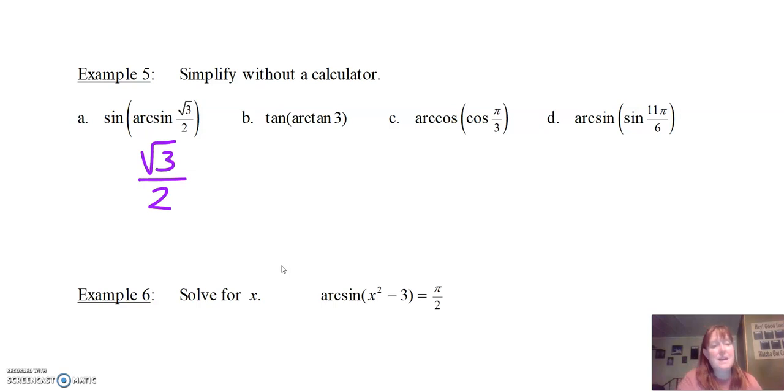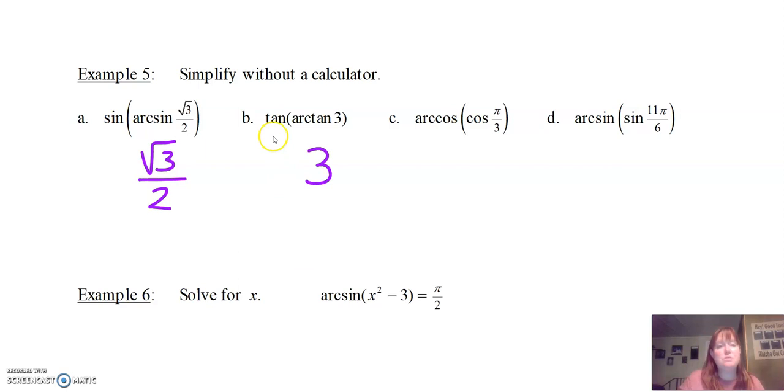Because sine can take any number as input, it doesn't really matter. Arcsine is going to pull out pi over 3, and we can input that into sine. So that's totally fine. Okay, arctan of 3 is going to output some angle, right? And then we're going to take the tangent of that, and tangent can take any number as input. So this one is also going to be 3.